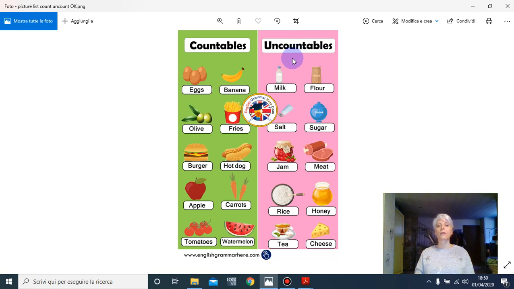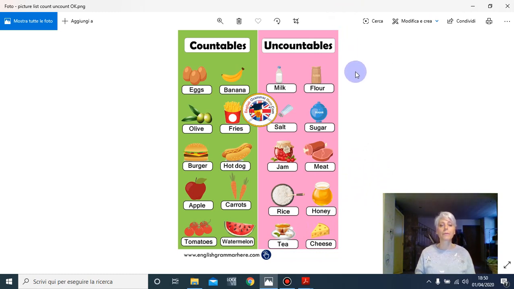Negative. There isn't any milk. There isn't any flour. There isn't any salt. There isn't any sugar. There isn't any jam. There isn't any meat. There isn't any rice. There isn't any honey. There isn't any tea. And there isn't any cheese.